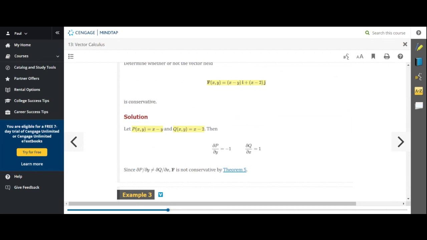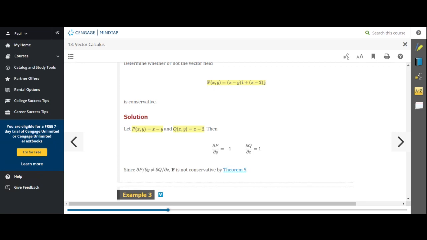Okay, it's not conservative. So that means if you're going to compute the work that vector field does in moving a particle from one point to another point in the xy plane, you would have to work out the integral like you did in section 13.2, and the parameterization would be needed for the particle as well.